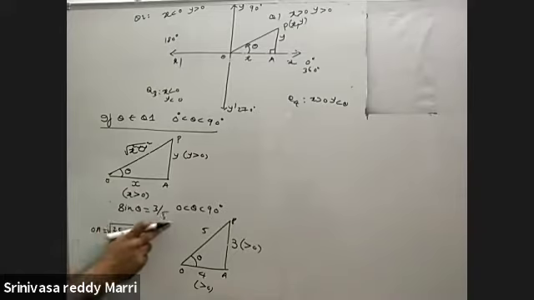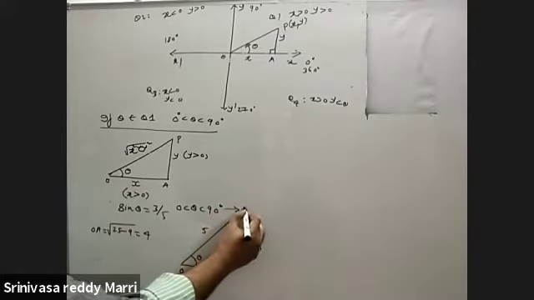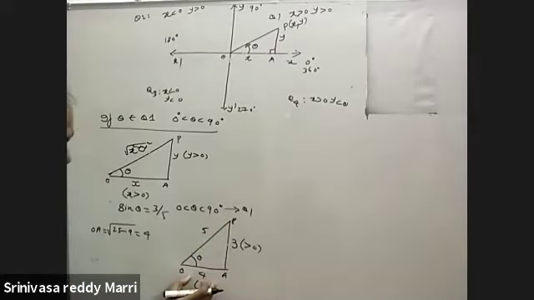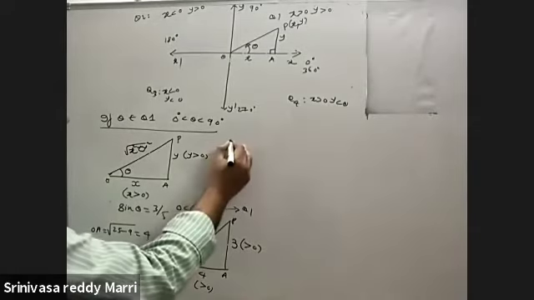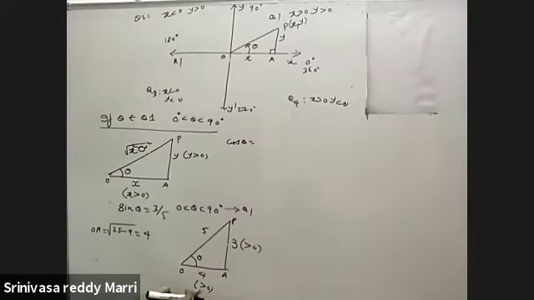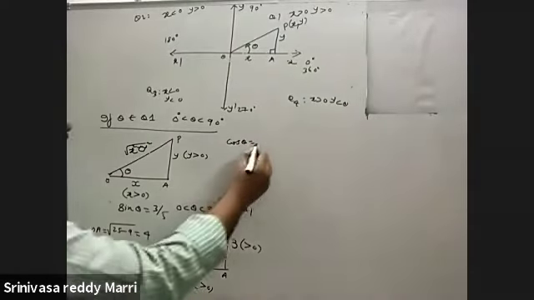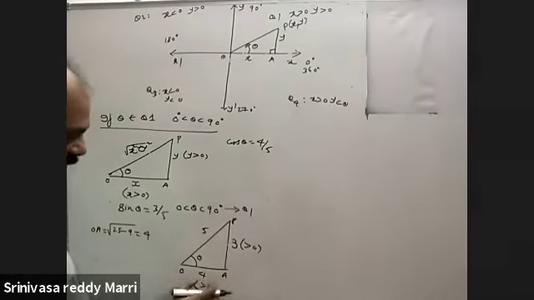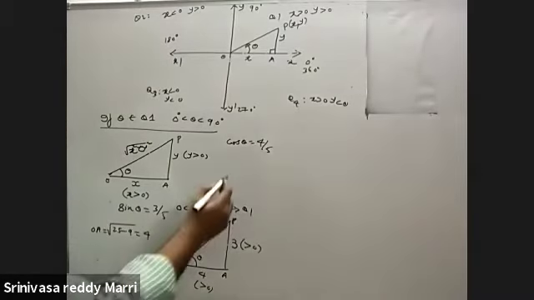Because this is in quadrant 1, both legs are positive: x positive, y positive. Now write all the trigonometric ratios. Cos theta is adjacent by hypotenuse, 4/5. Whatever is positive, write positive; whatever is negative, write negative.